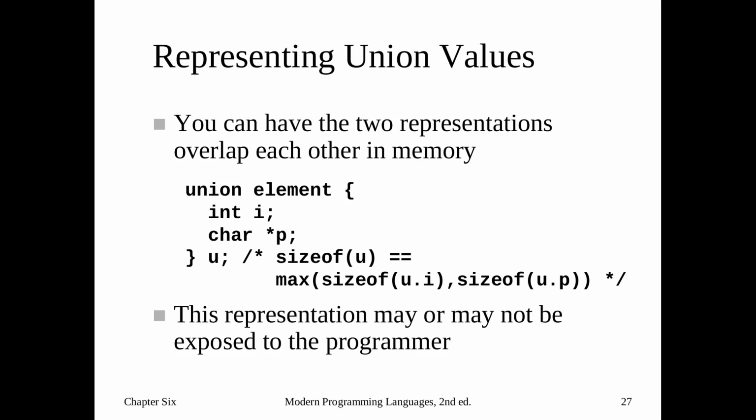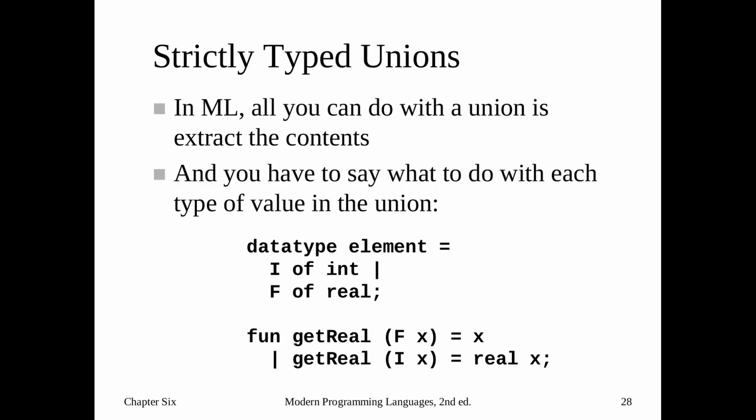And so the interesting problem is this representation may or may not be exposed to the programmer. If we have the ability to do this, how much is exposed to the programmer is a question of the actual language you're working in. There are other types, strictly typed unions in ML. All you can do with the union is basically extract its contents. So you can create these things, but you have to say what you want to do with each type in the union, right?